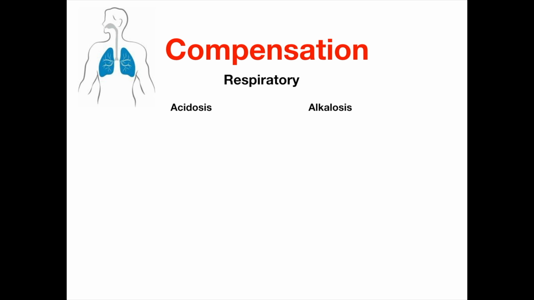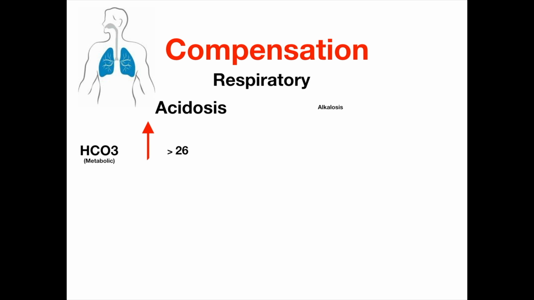of the problem. When we have a respiratory problem, always remember that our metabolic will compensate. That is our bicarbonate. Whether it's acidosis or alkalosis, the body will try to compensate by either increasing or decreasing the amount of bicarbonate in our system. When we have respiratory acidosis, the body will try to compensate by increasing the amount of bicarbonate in our system. Remember, bicarbonate is a base, so one of its functions is to neutralize the acid that's causing the problem.